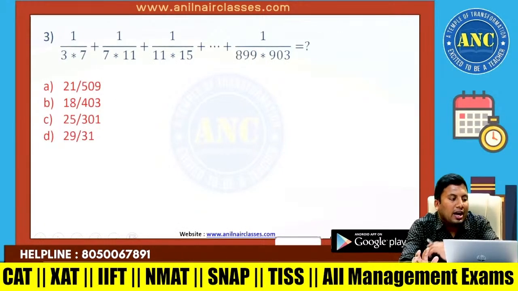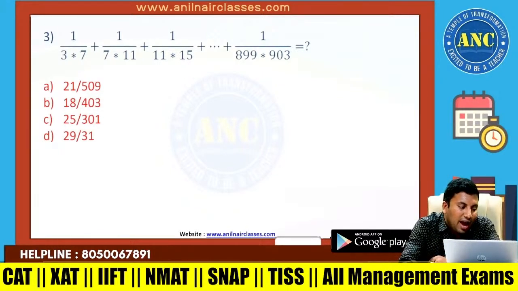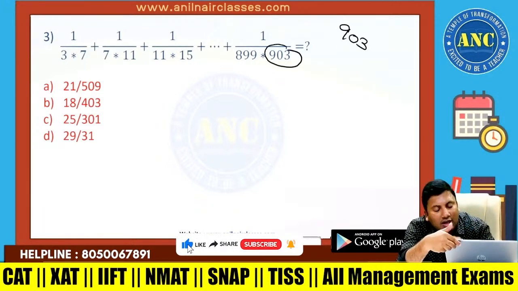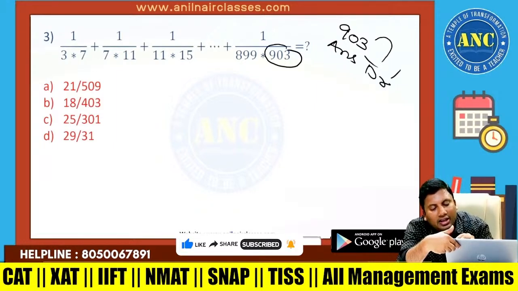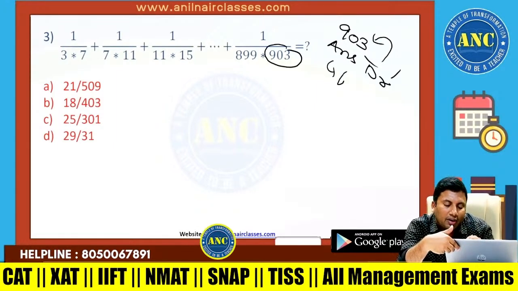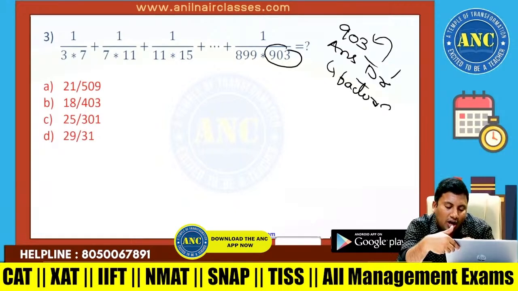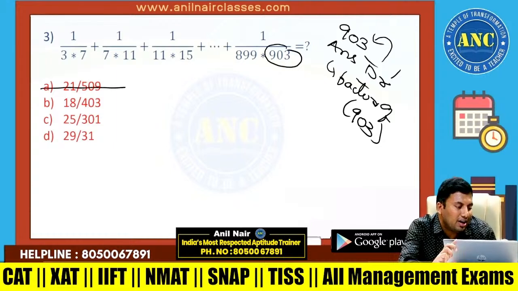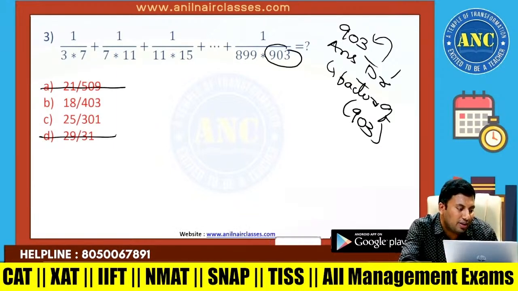Now see here another one: 1 by 3 into 7, 1 by 7 into 11, 1 by 11 into 15 and so on up to 1 by 903. What is the last numerical value? 903. The answer denominator will either be 903 or a factor of 903. This is an acid test which you will do. 509 is not possible. 31 is not possible. We are stuck between 18 by 403 and 25 by 301.